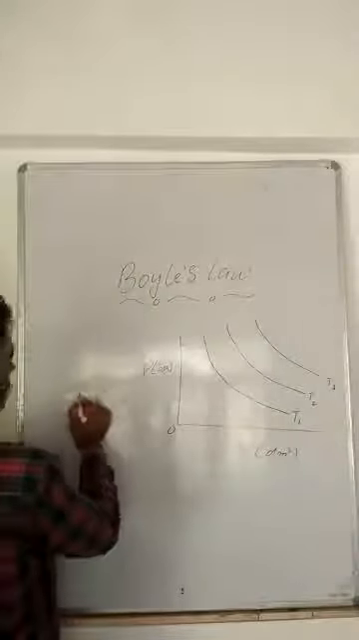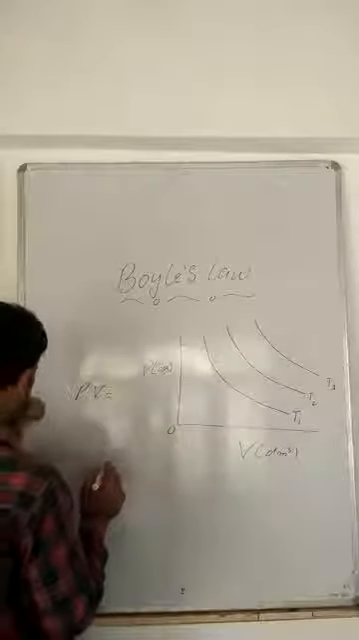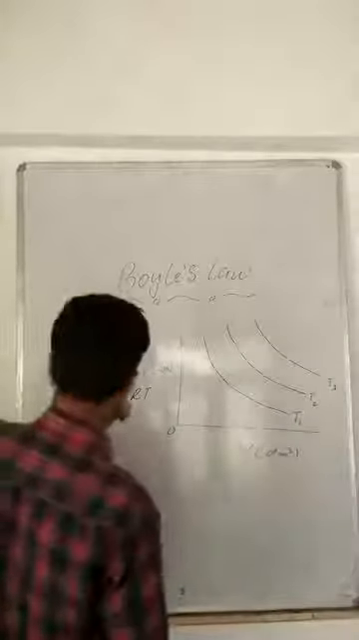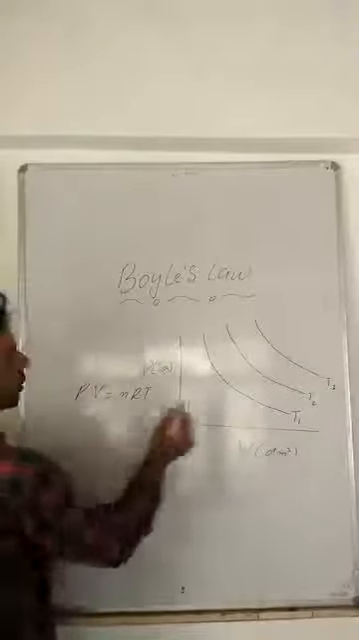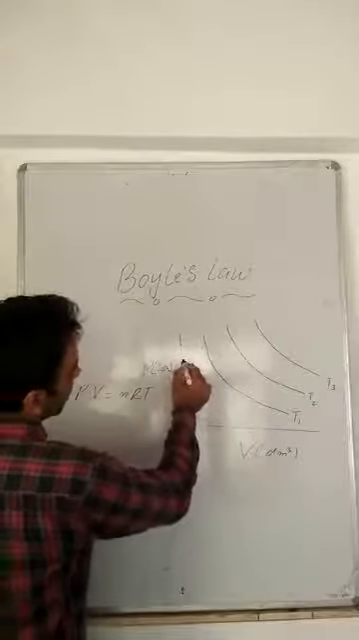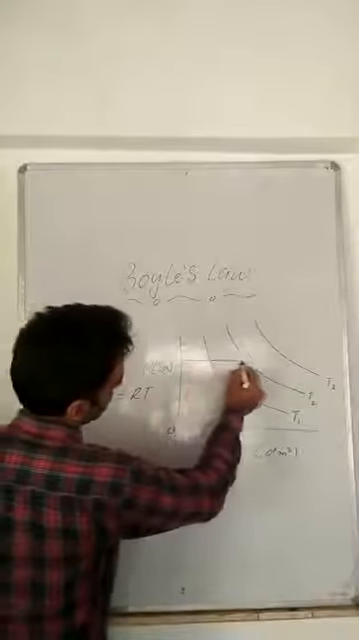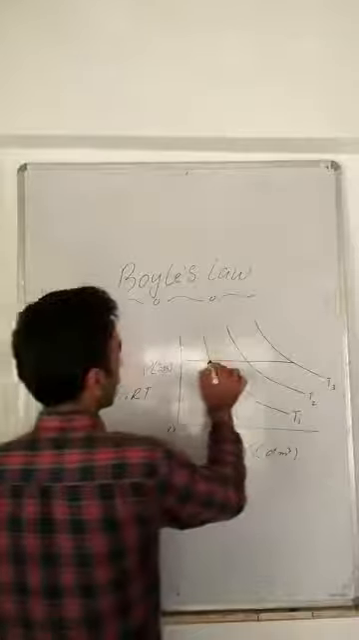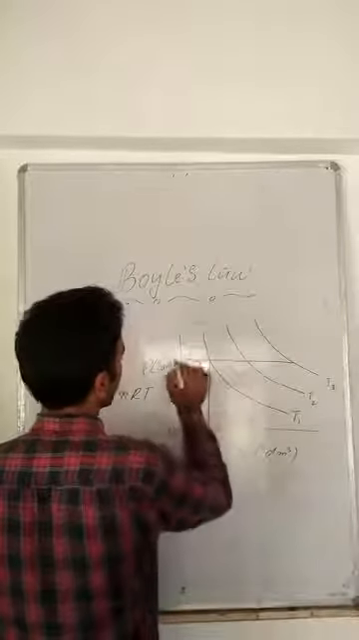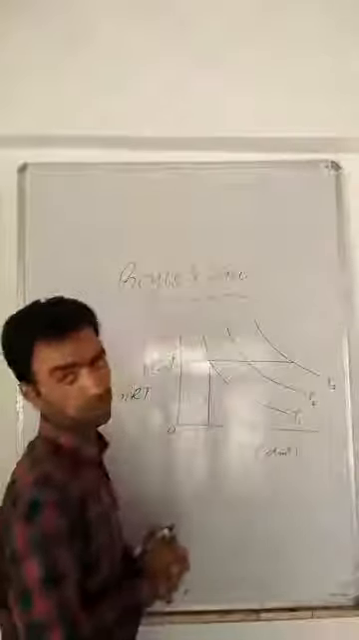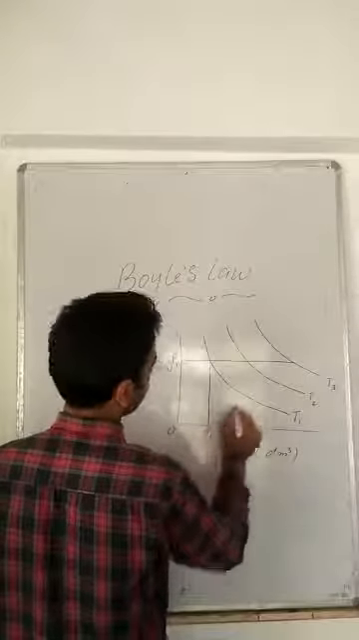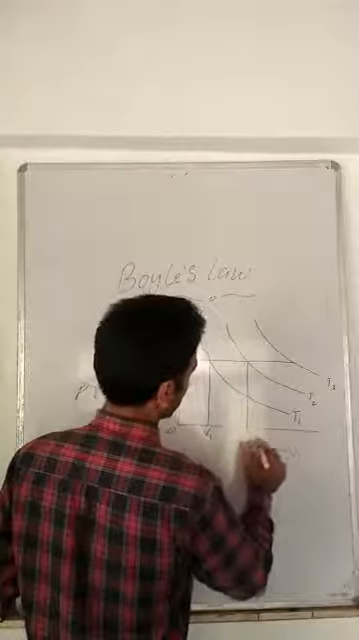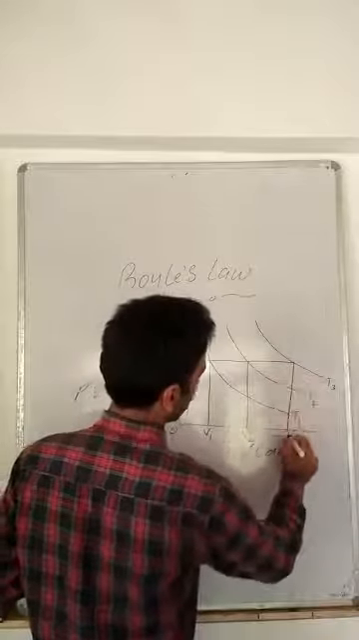I told you yesterday we studied PV equals nRT, right? PV equals nRT. So if I draw a line like this, that means I am keeping pressure constant. Let us suppose I denote this as P1, and this will be V1. This graph is very important. This is V2, and this one will be V3.